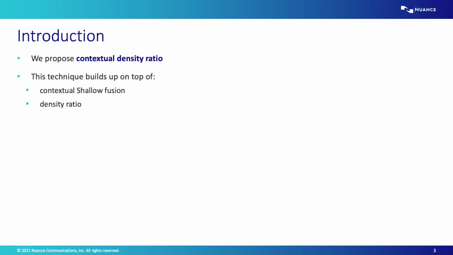In this work, we extend the contextual shallow fusion by applying density ratio to subtract the internal language model component of the end-to-end systems when biasing a name entity distribution. We call this method contextual density ratio.